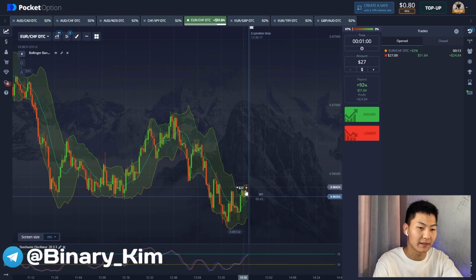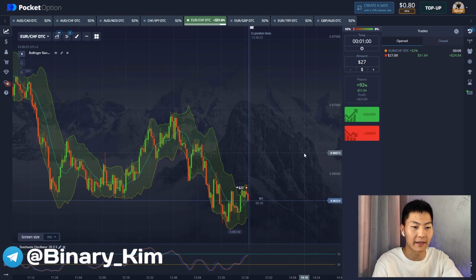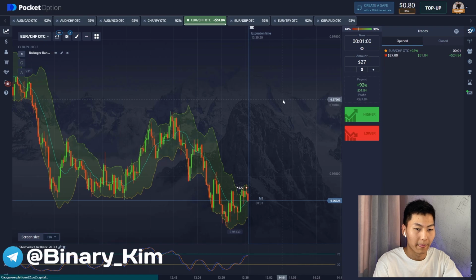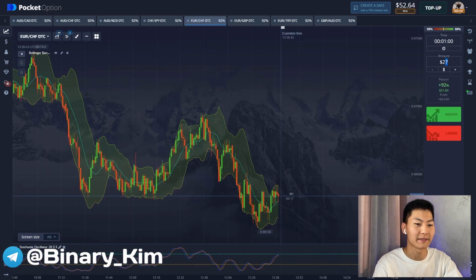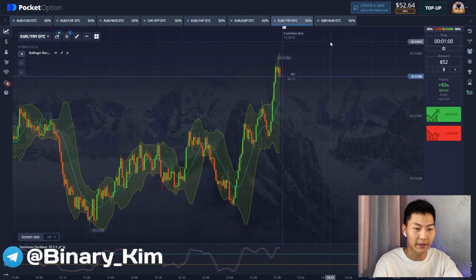And as you see, the price started going down exactly as we expected. The candle has a long wick. It tells us the downward dynamics are expected. And the first position has been closed in profit, guys. Congratulations. Let's update the trade amount and find the next currency pair.